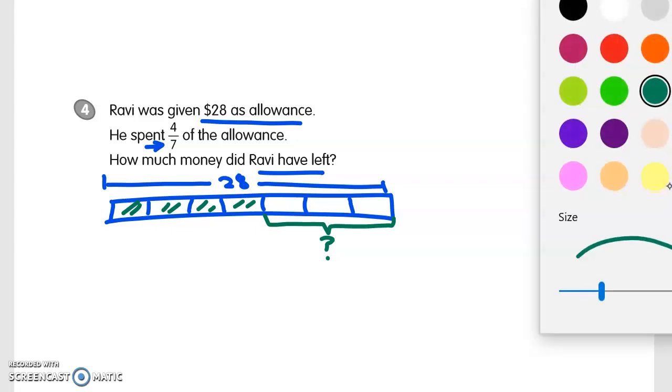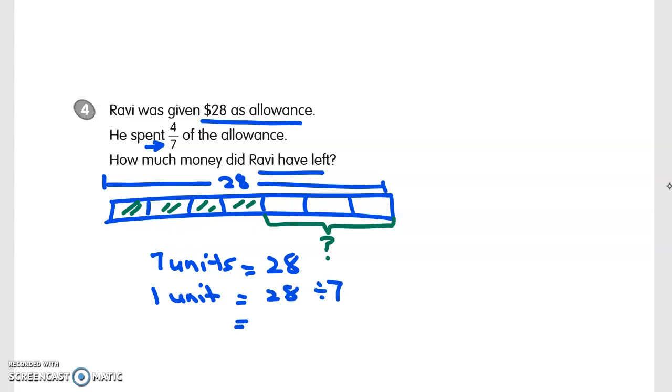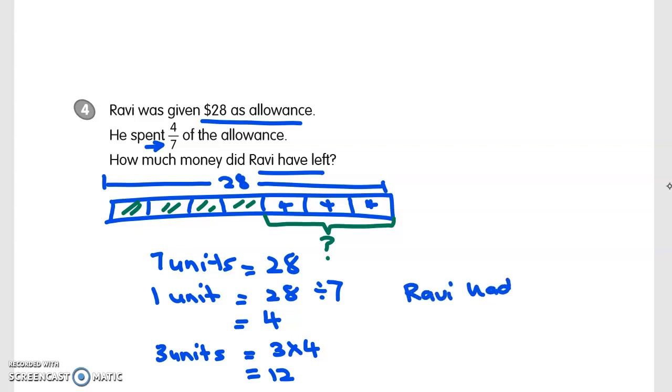So let's find what is 1 unit. What's the value of 1 unit? We will have 7 units in total, which is 28. Find 1 unit. 28 divided by 7, that will give you 4. So we know each unit is $4. And how many units left? Well, we have 3 units left. That's 3 times 4, which is 12. So our final answer is Ravi had $12 left.